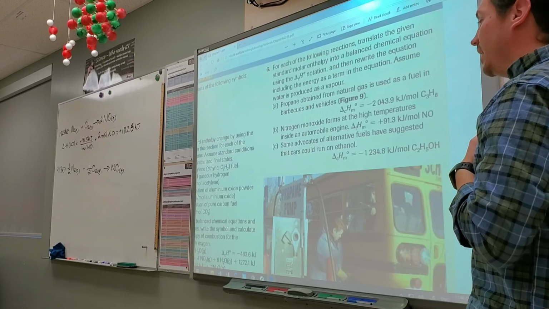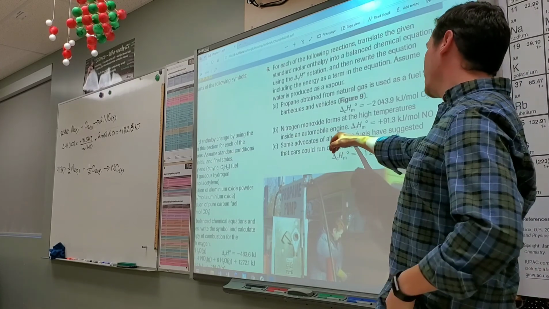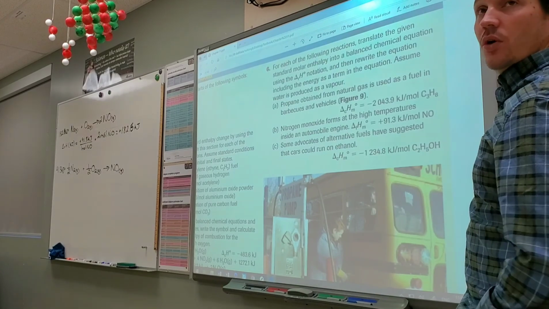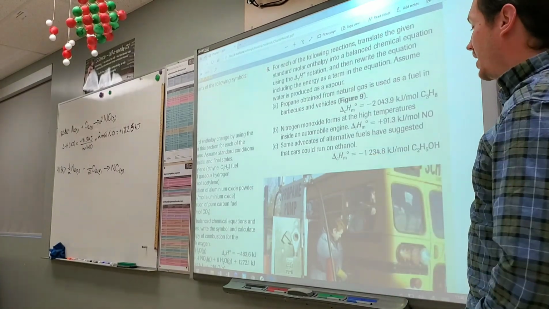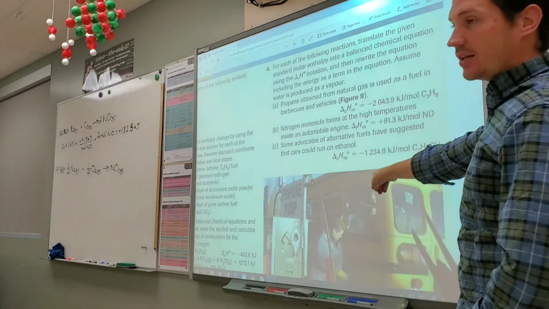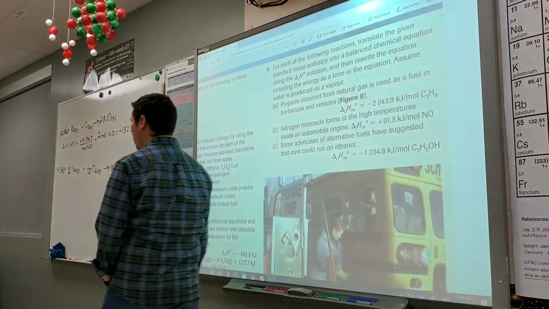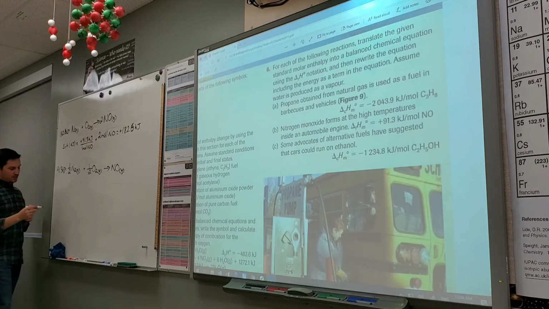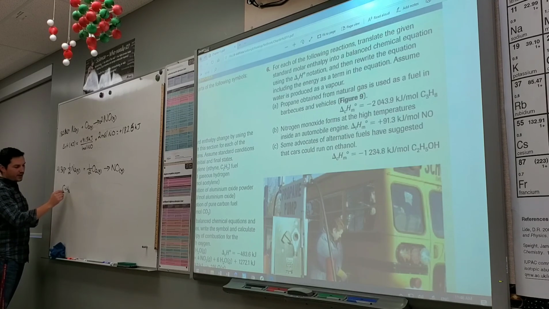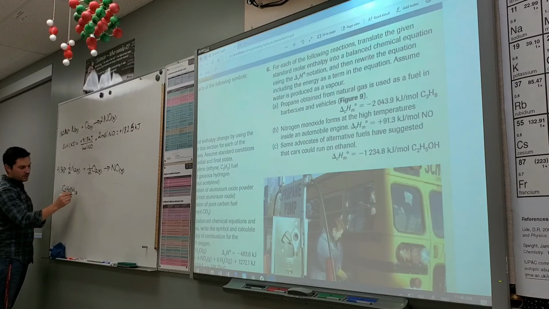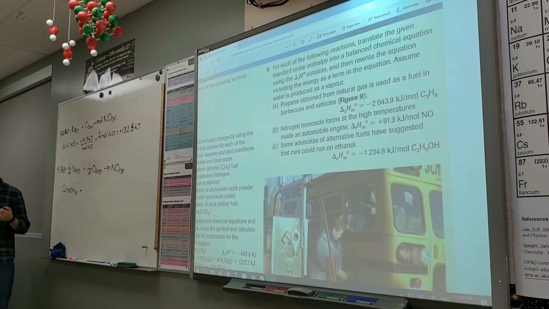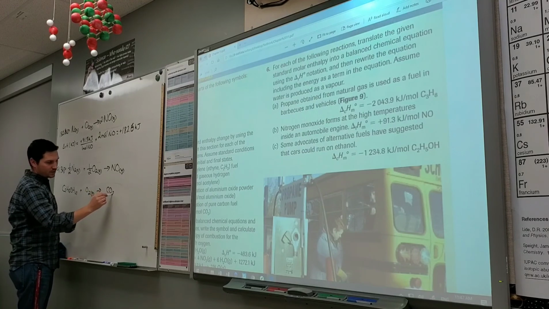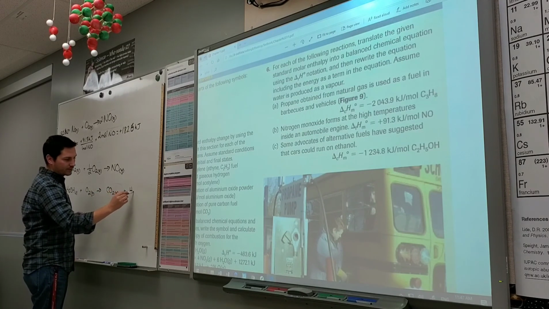Some advocates for alternative fuels have suggested that cars could run on ethanol. So the very last thing we're going to do is we're going to write this reaction. Did anybody balance this reaction? No, I gave up. What was the coefficient on the ethanol that you got? 2. So C2H5OH. When I burn something, what do I react it with? And what do I always make? Carbon dioxide and water. Carbon dioxide and water vapor.